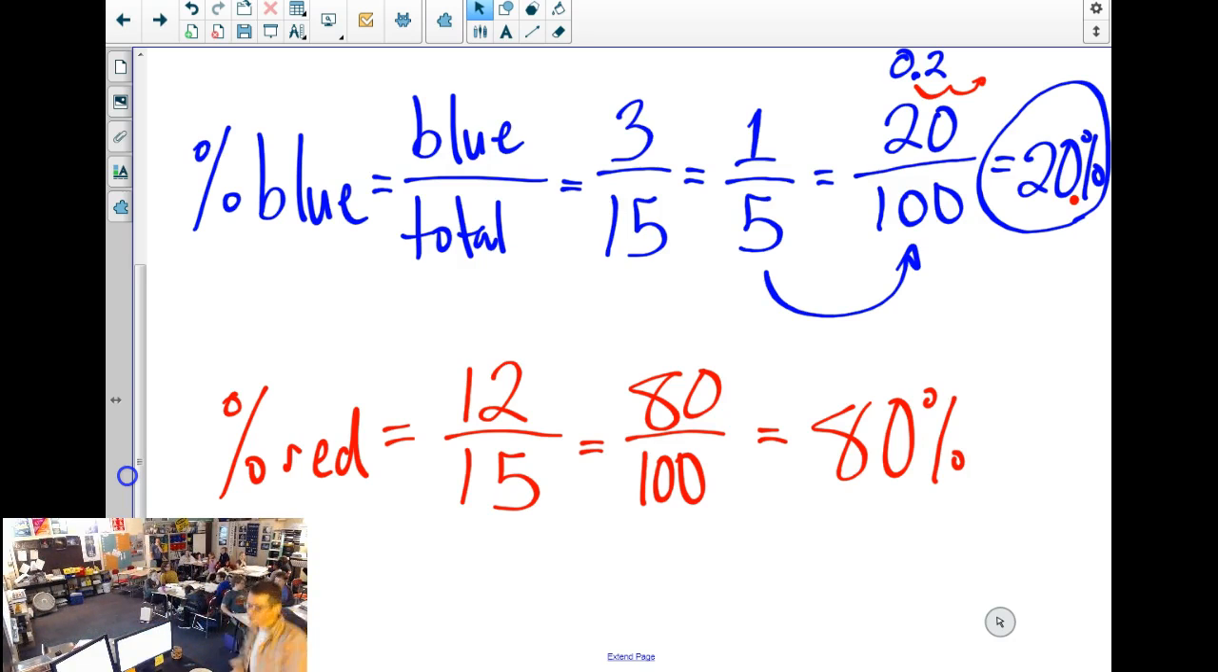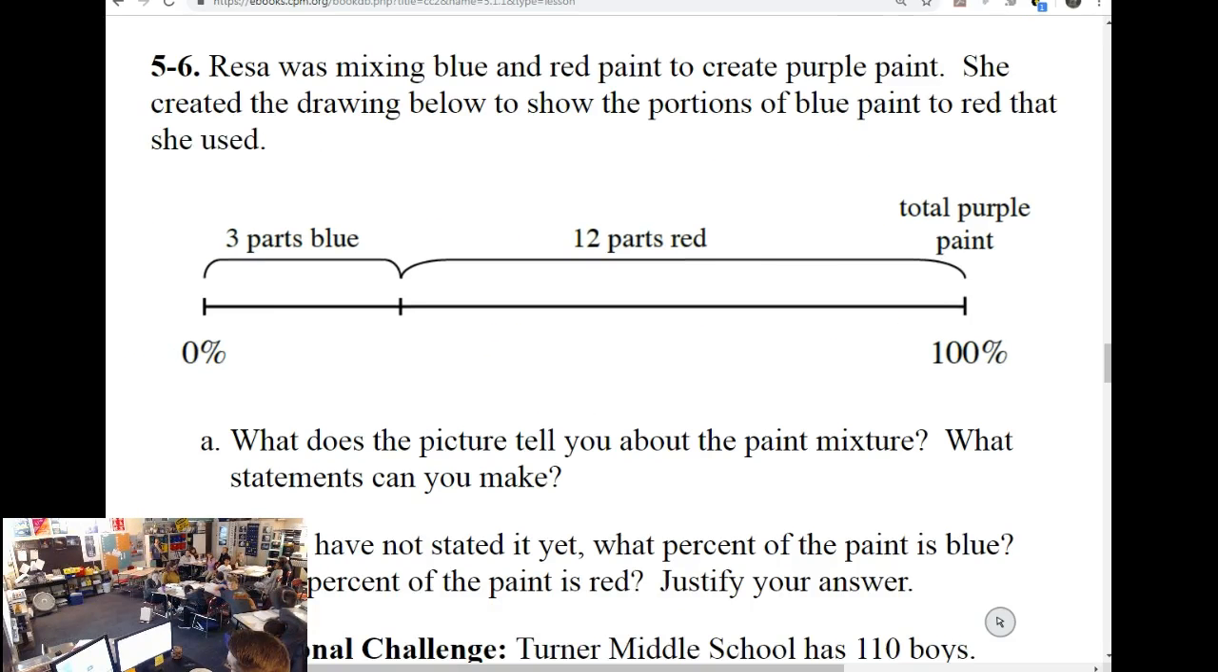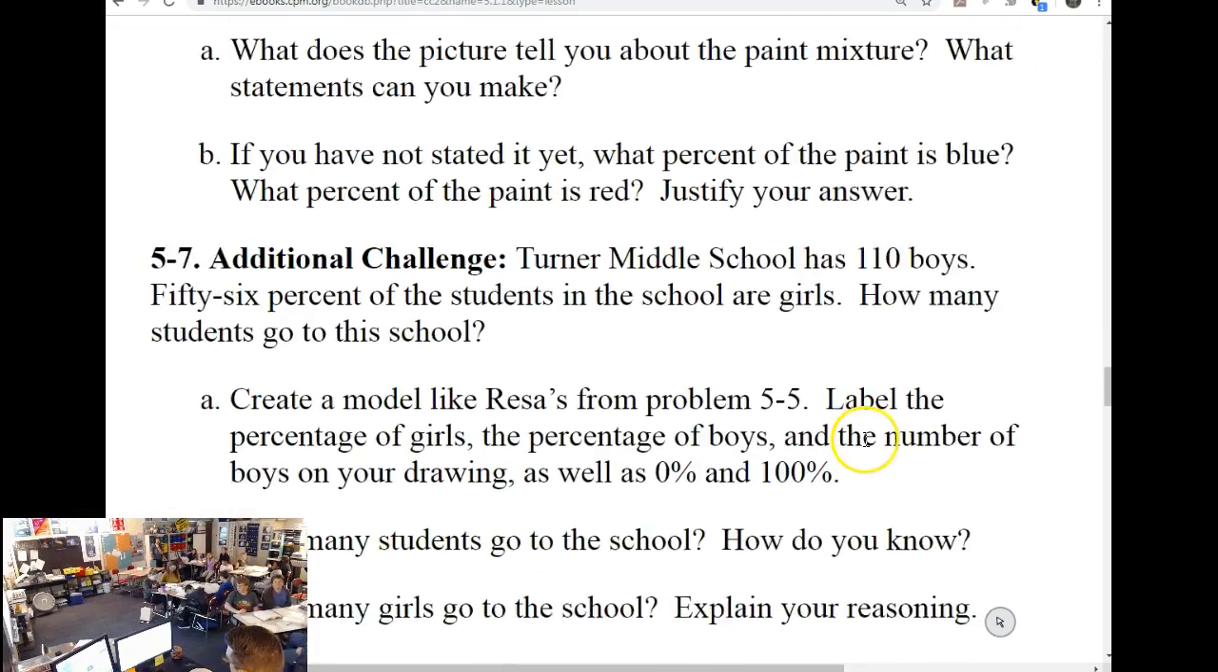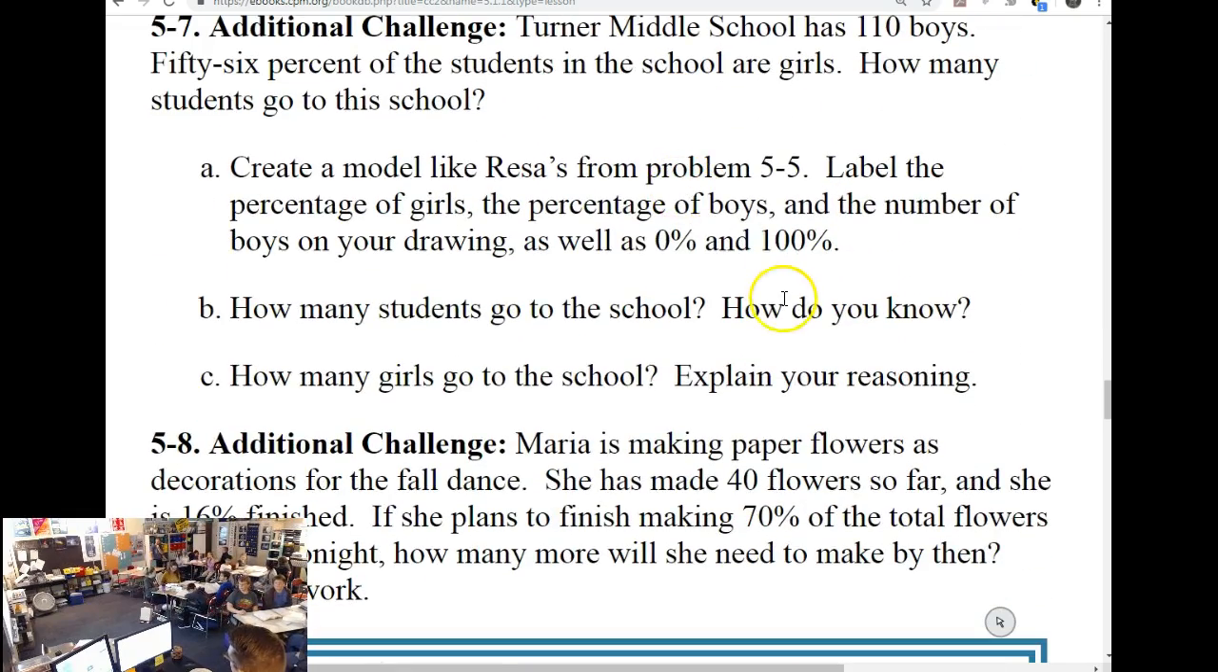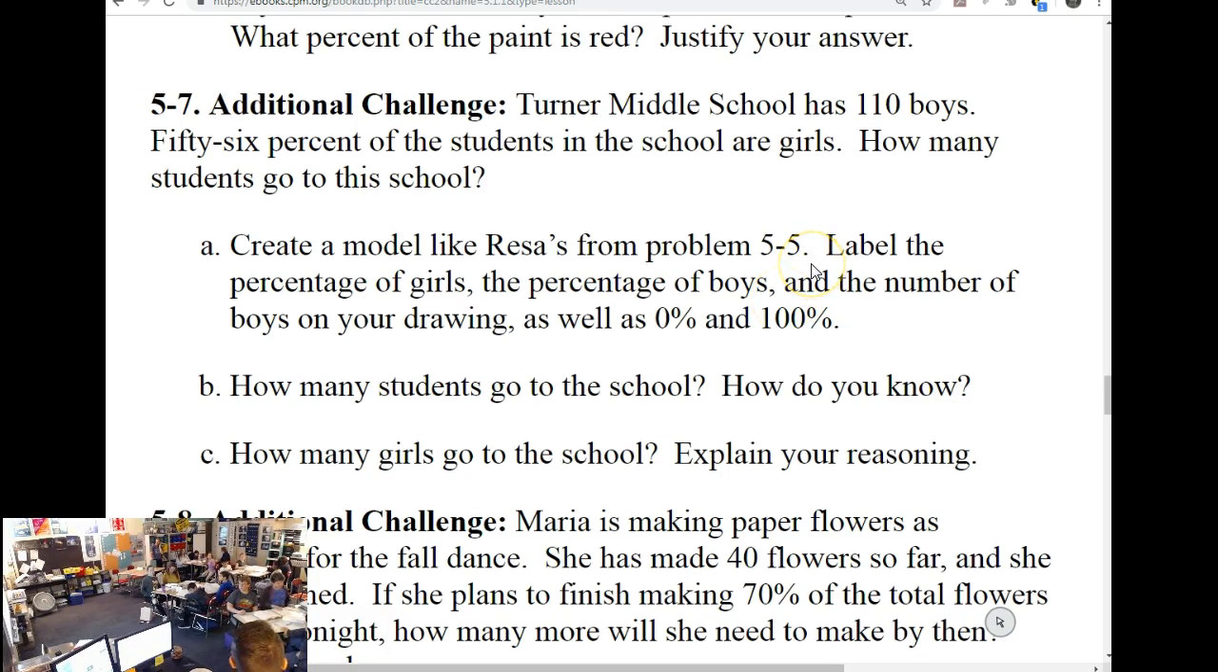Now, if you want to exercise your brain, the only last thing that we were going to have is this additional challenge of Turner Middle School, which we don't really have time to talk about. But you will have homework problems like this, so be careful. Give me your eyes for one last second. Sometimes they give you the whole and then one part of it, and then ask you about a different part. So notice this says Turner Middle School has 110 boys. 56% of the students are girls. What percent would that leave being boys? Well, how much more percent do you need to get to 100? So that's what you got to think about.